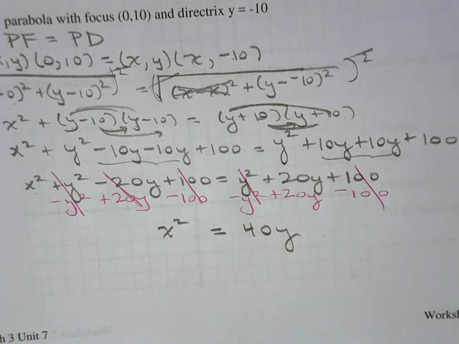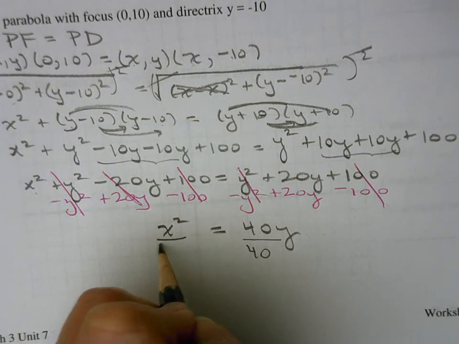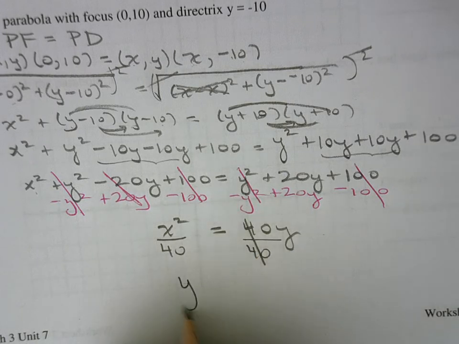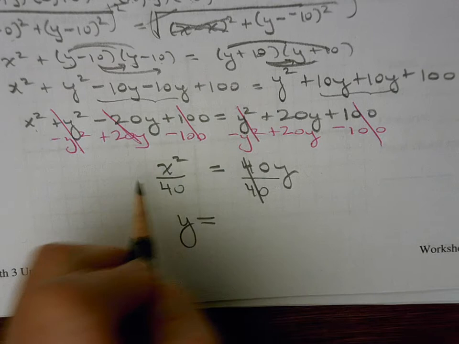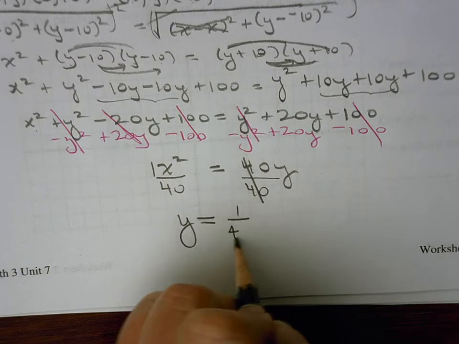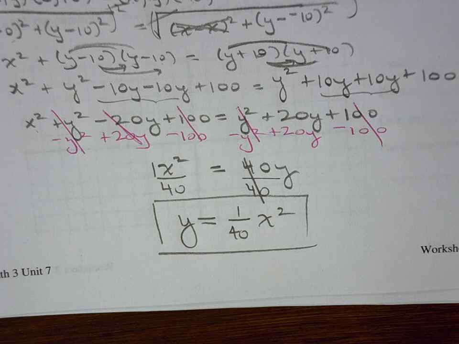And then I always want to isolate the non-squared term, so I want to get y by itself in this case, so I'm going to divide both sides by 40. So I would have y equals, and then there's an implied 1 here, so 1 over 40 x squared. And that's it for this homework help video.